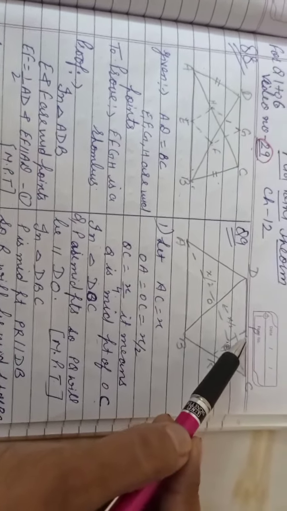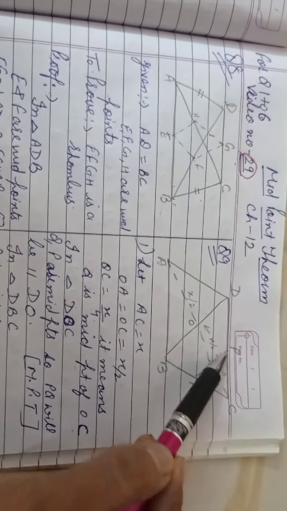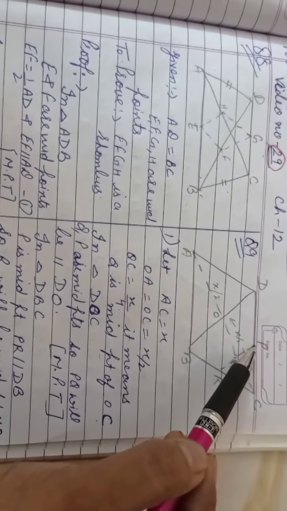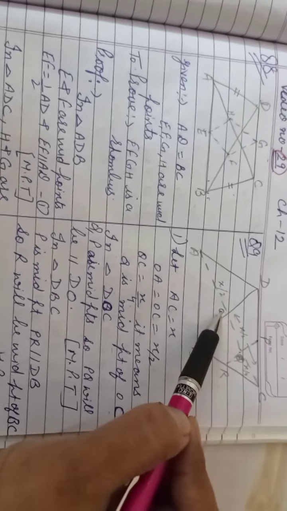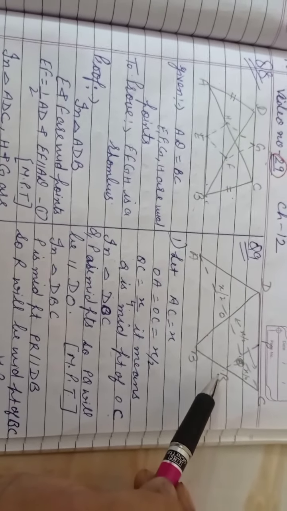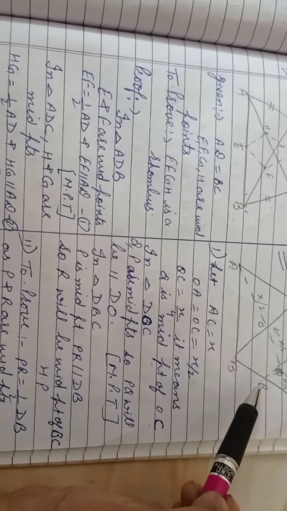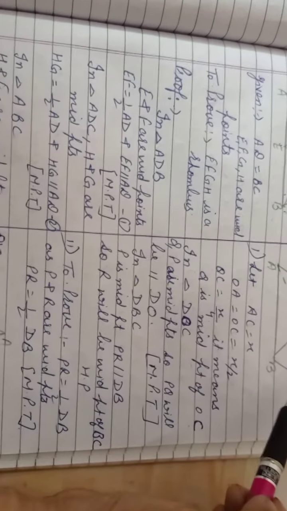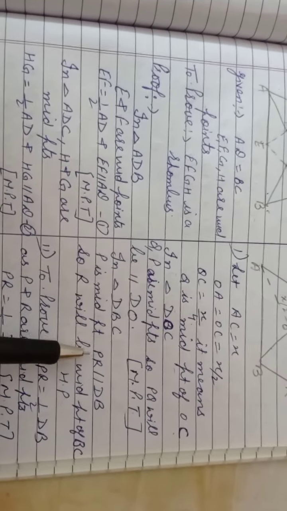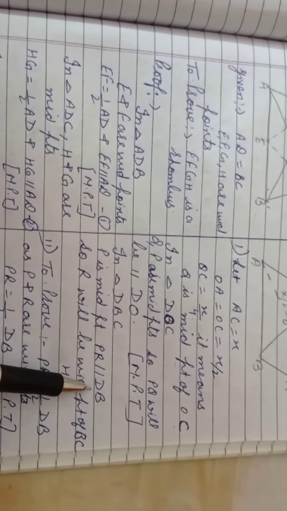In triangle DBC, children, P is the midpoint, and this side is parallel to this side. I told you if one midpoint is there and the line is parallel, the other point will also be a midpoint. That is called the converse of MPT. What is it called? Converse of MPT. So hence proved. See, I wrote here P is the midpoint as well as PR is parallel to DB.